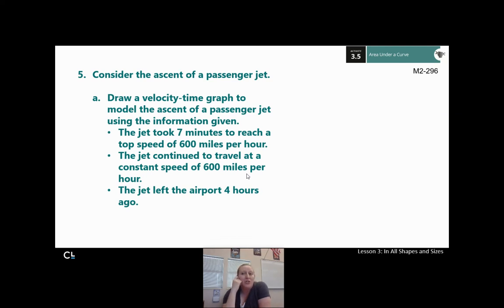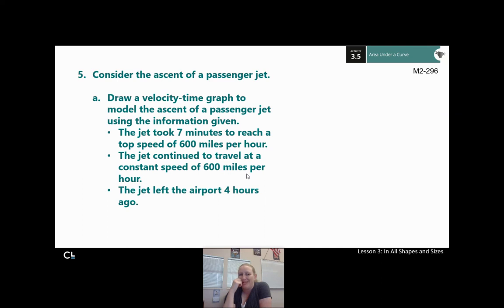What if I want you to draw your own velocity time graph to model the ascent of a passenger jet, and I'm going to give you a bunch of information. So the jet took 7 minutes to reach that top speed of 600 miles per hour. The jet continued to travel at a constant speed of 600 miles per hour, and the jet left the airport 4 hours ago.